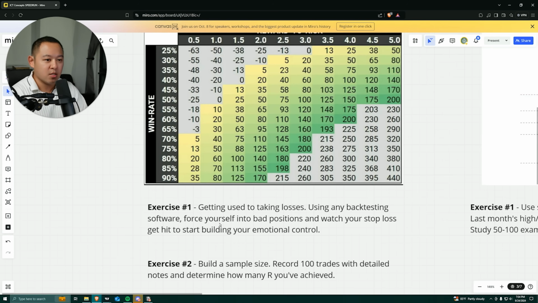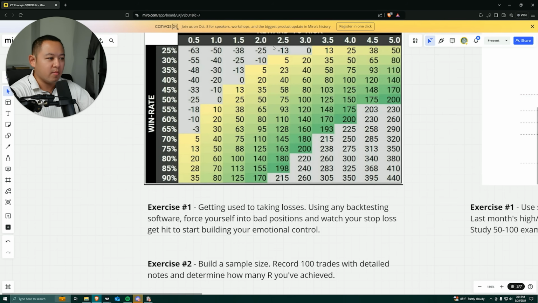Force yourself into bad positions. I don't know if ICT's mentioned this or my good friend Rodrigo has mentioned this as far as psychology, but force yourself into bad positions and just watch your stop loss get hit over and over again. I recommend you do this in a demo environment or backtesting environment. This is one way to really build that emotional control when it comes to trading in the live markets and getting used to the number game.